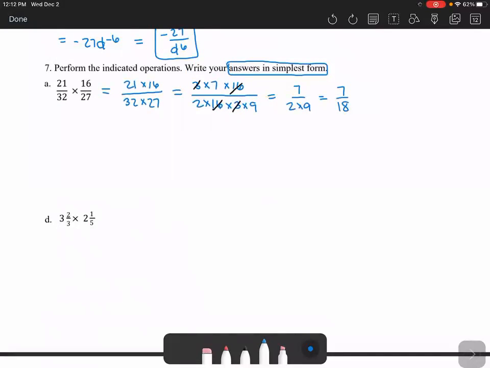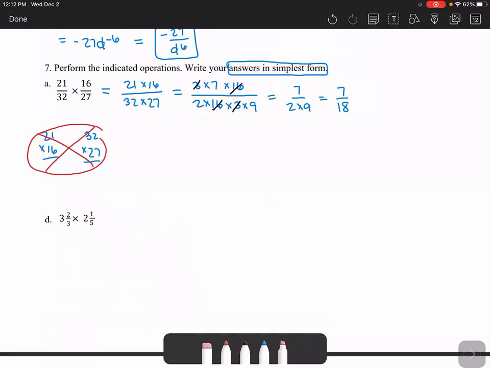So yeah, this one was just commonly missed because a decent amount of people went out and multiplied 21 times 16 and multiplied 32 times 27 and then tried to divide those things. And that costs a lot of time and energy, but we don't need to do those things. There's typically going to be a quicker, easier way to do things.